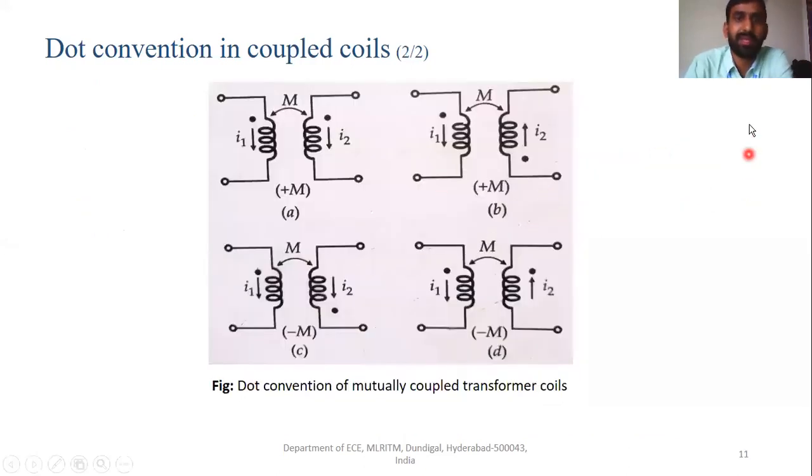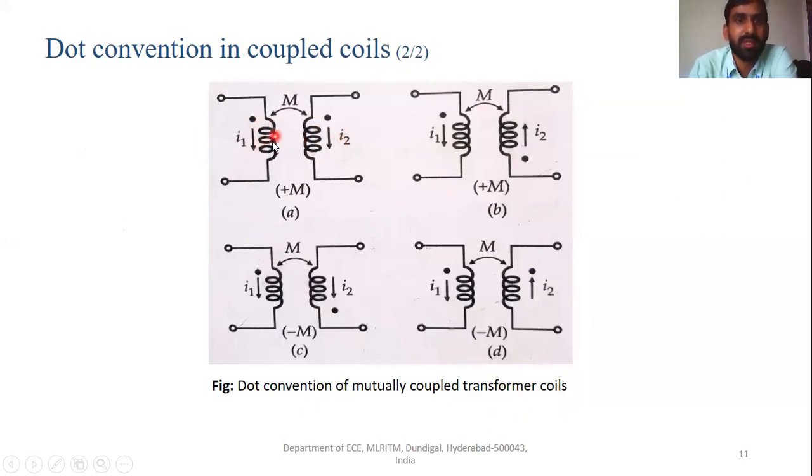So let us explain with the other example. Let us consider here the dot convention in the case of mutually coupled transformer coils, right? So here you can clearly see this. So here the dot convention in the case of the mutually coupled transformer coil. So let us follow the same thing here.